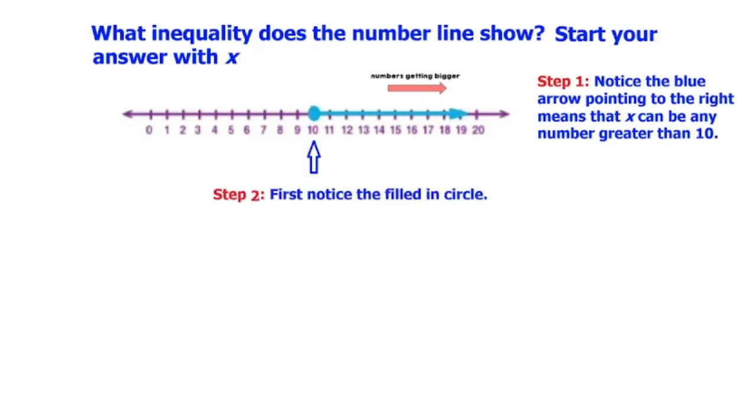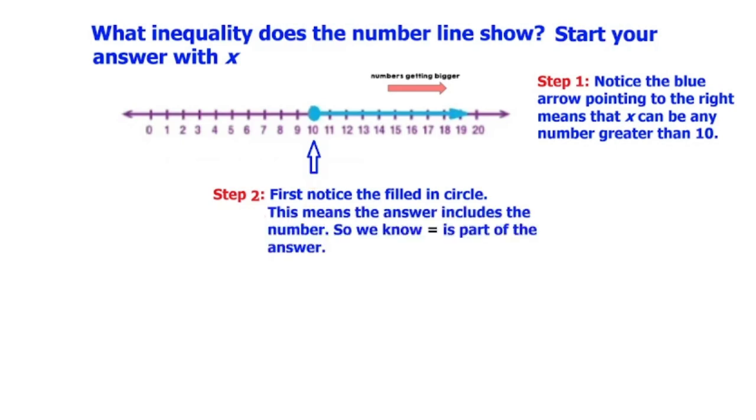Now notice that the little circle is filled in. So now we can decide and say this means the answer includes the number. So we know equals is part of the answer and numbers are getting bigger, which tells us greater, right? So we are now ready to write our answer.